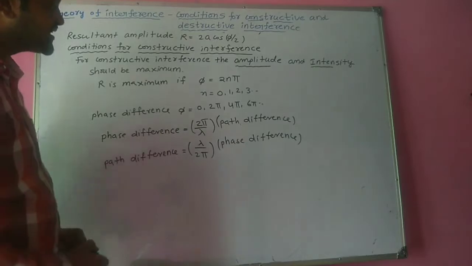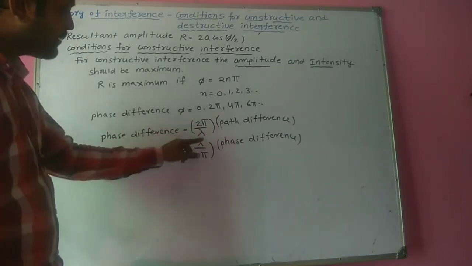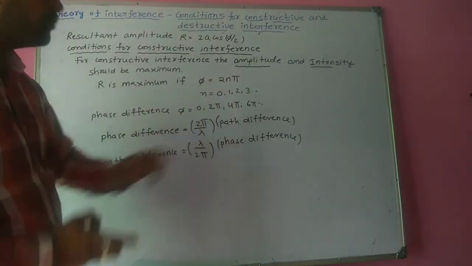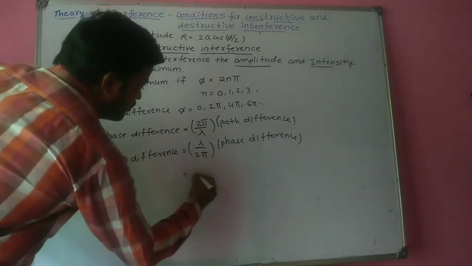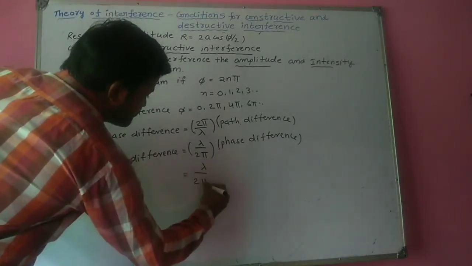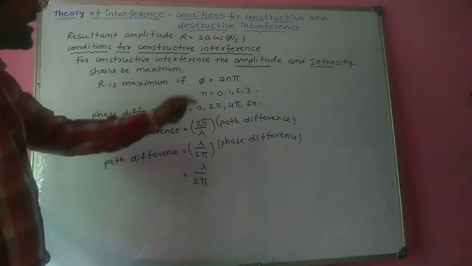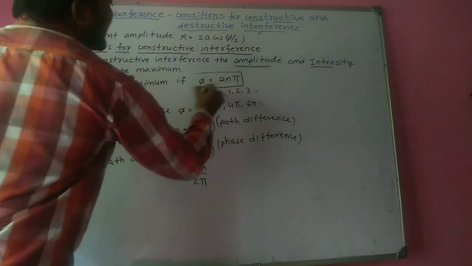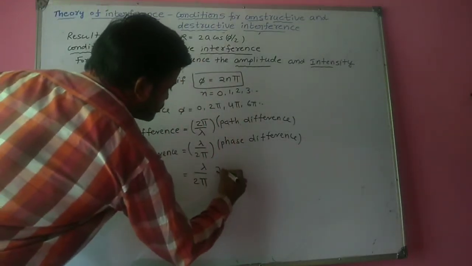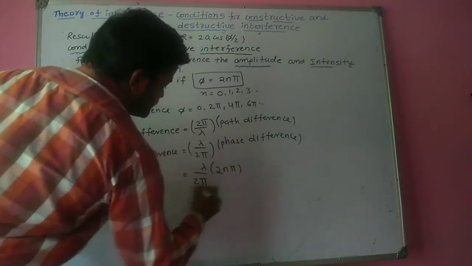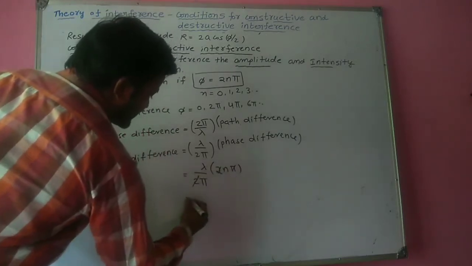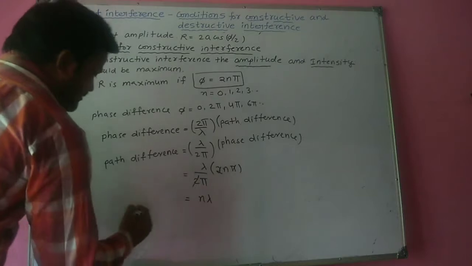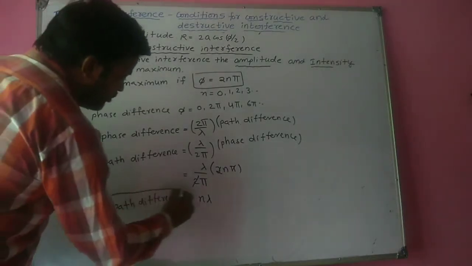If you take this 2 pi by lambda to the other side, it gives path difference is equal to lambda by 2 pi into phase difference. Already we have defined the phase difference as 2n pi. So now let us substitute that 2n pi. The 2 pi cancel. That is equal to n lambda. Then path difference is equal to n lambda.